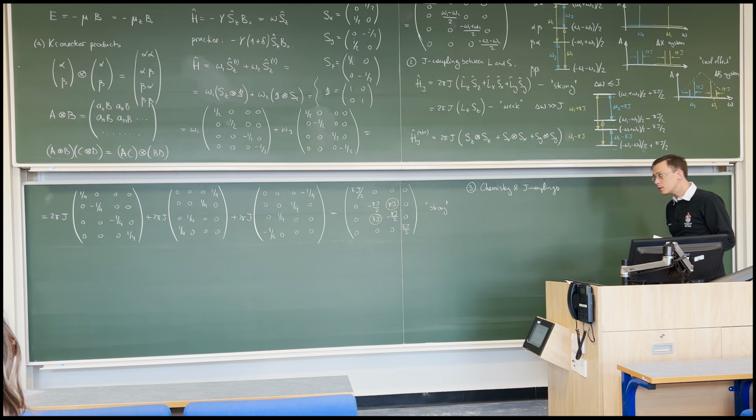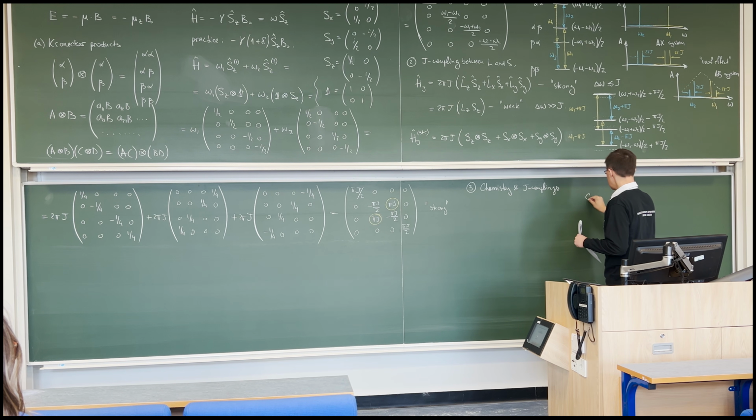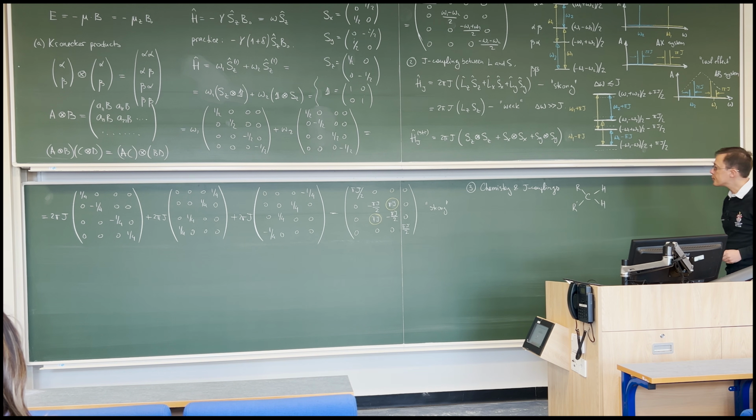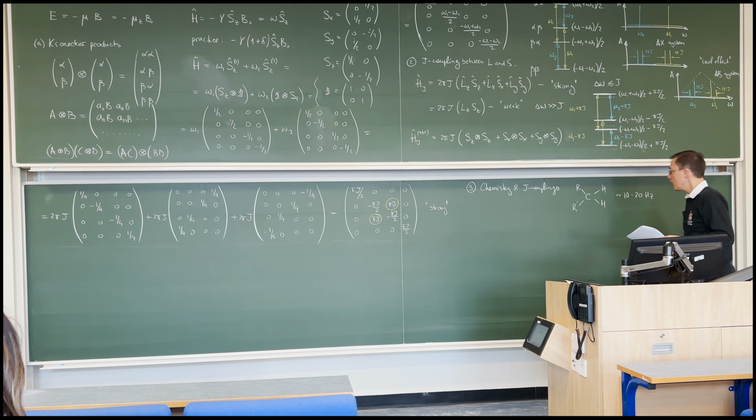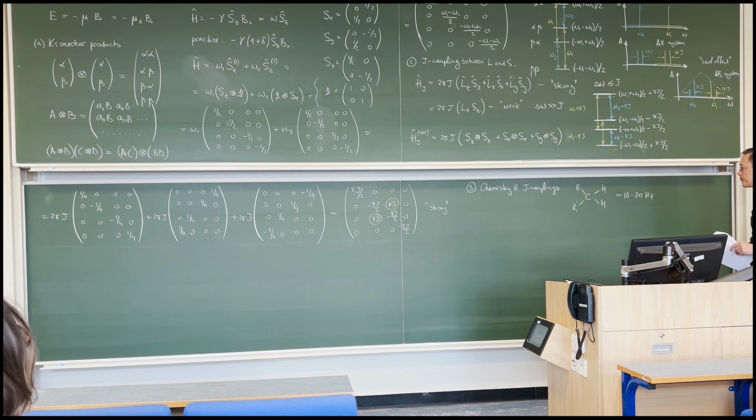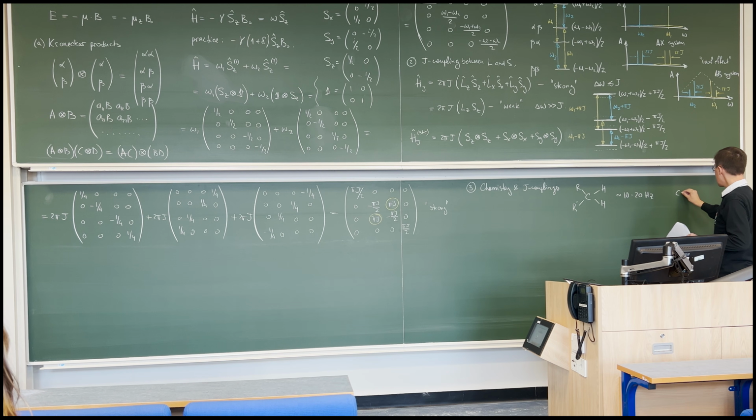If we have protons, things like this, so if you have C, then some R, R prime, H, then that's fairly strong. Depending on the system, that's roughly 10 to 20 hertz, depending on what substituents we have here. If we have systems like that, R prime, so H with free rotation around this bond, then that's roughly 7 to 12 hertz.